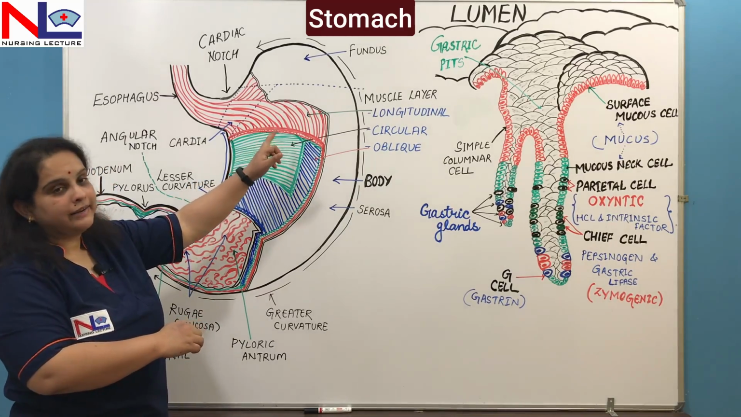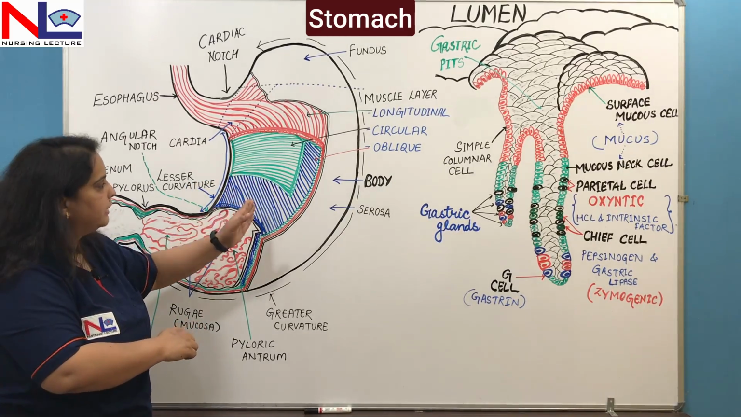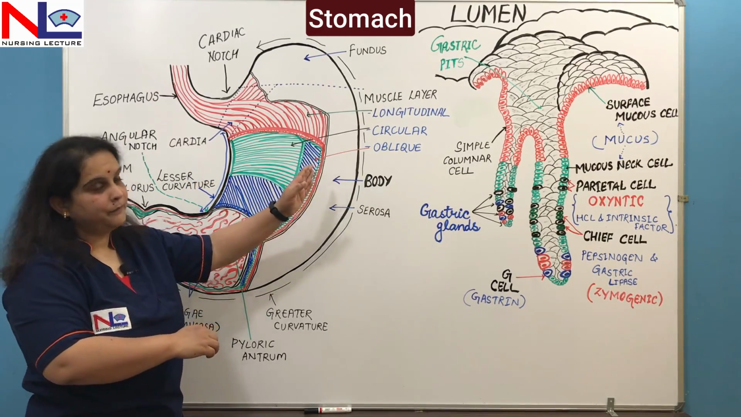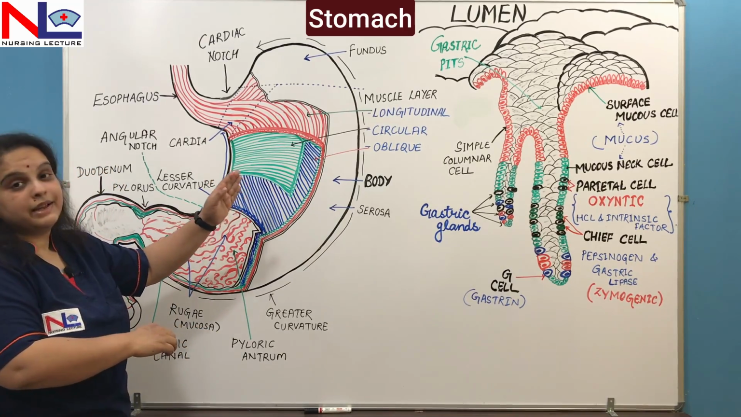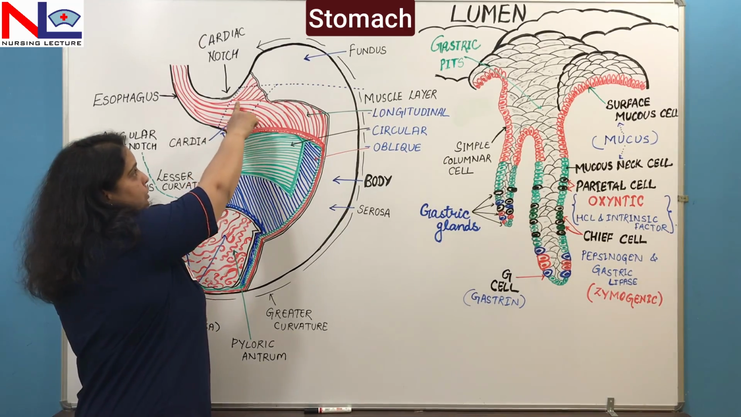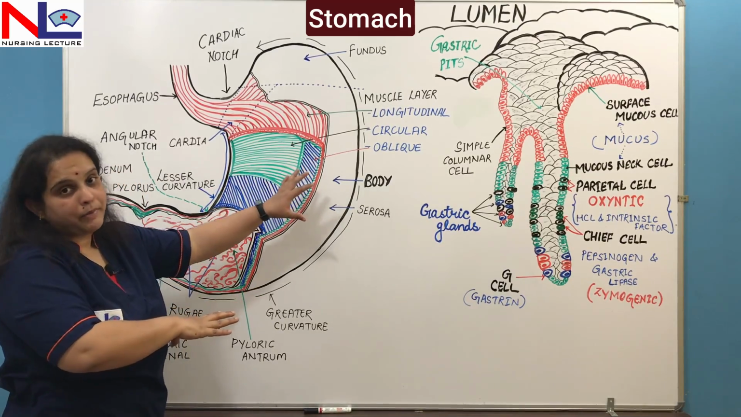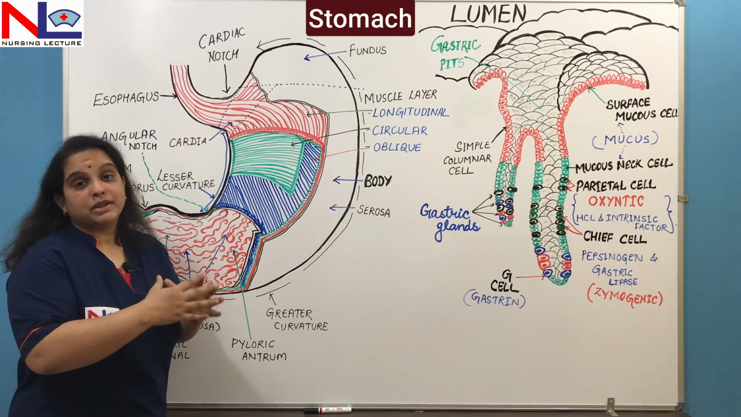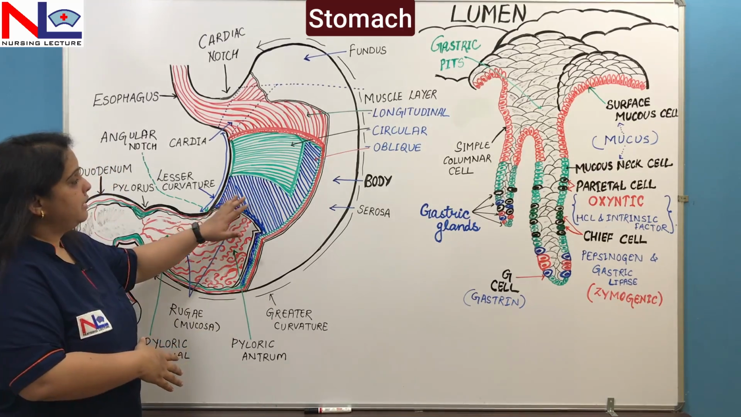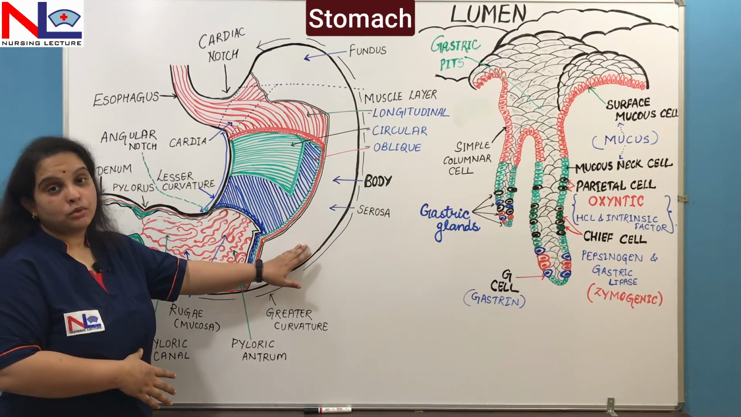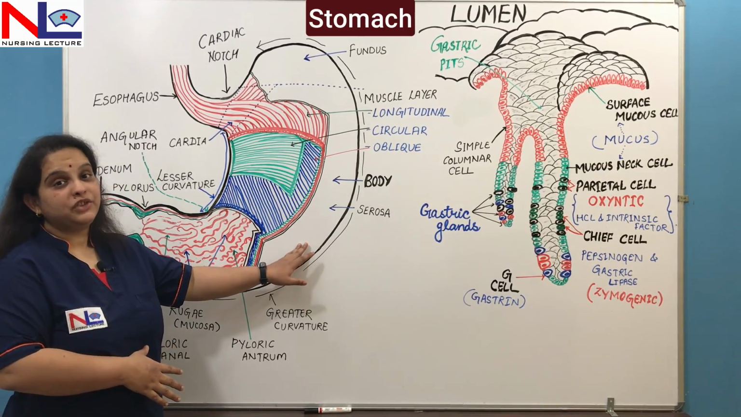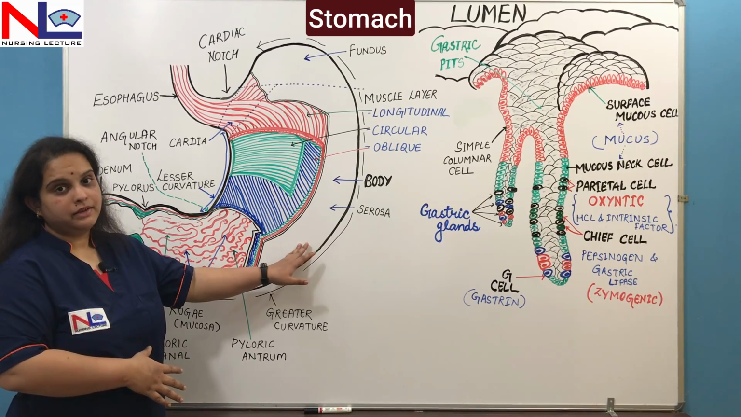So the longitudinal is red, the circular is green, and the innermost blue is the oblique, and it is also present abundantly at the cardiac notch, fundal part, and somewhat in the body part. So these are the three muscle layers, and outer to that is the serosa. It is not adventitia here as in the esophagus.